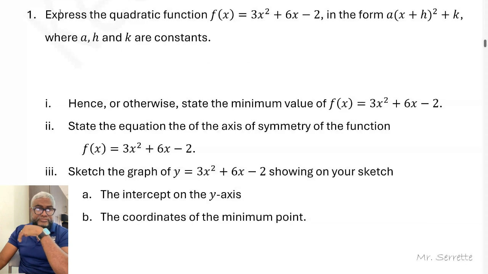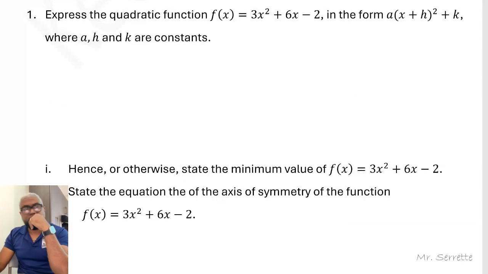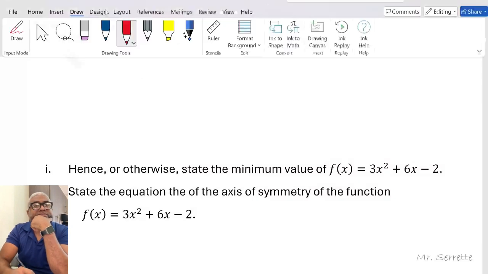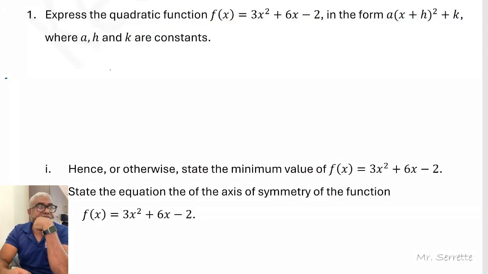Okay, lock in. Express the quadratic f of x, which is equal to 3x squared plus 6x minus 2, in the form a(x plus h) squared plus k, where a, h, and k are constants. Right? Let me ask some questions. What is the quadratic function here? Anybody? Online too. What is the quadratic function from this question I just read? Anybody?